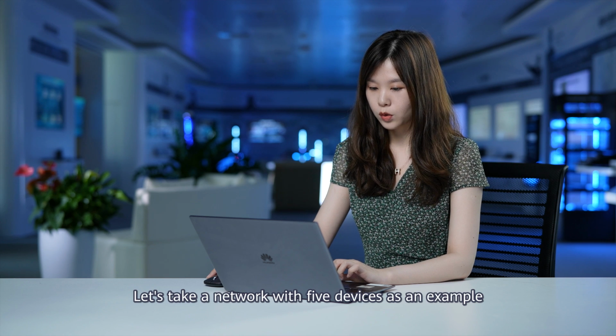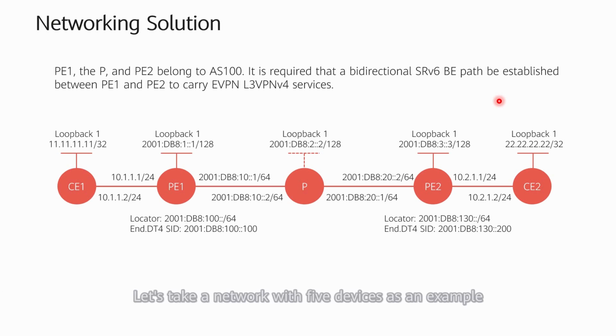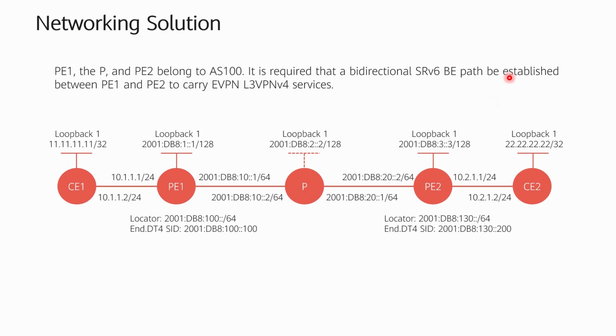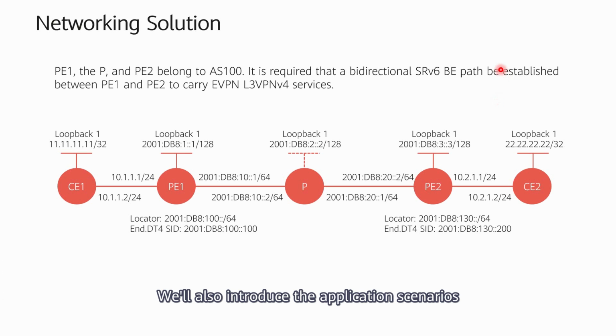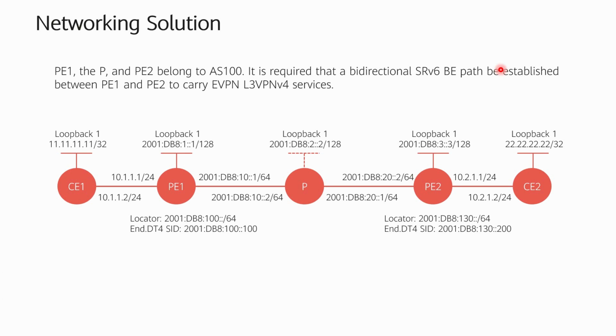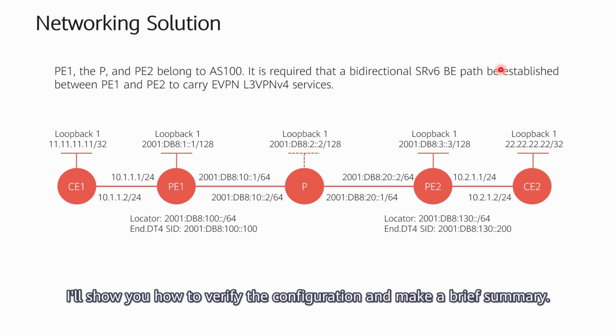Let's take a network with 5 devices as an example to describe how EVPN L3VPNv4 over SRv6 BE is configured. We'll also introduce the application scenarios of key commands involved here. In addition, to help you understand the configurations, we'll look at the associated packet formats based on packet headers obtained on the specified interface of PE1. After that, I will show you how to verify the configuration and make a brief summary.